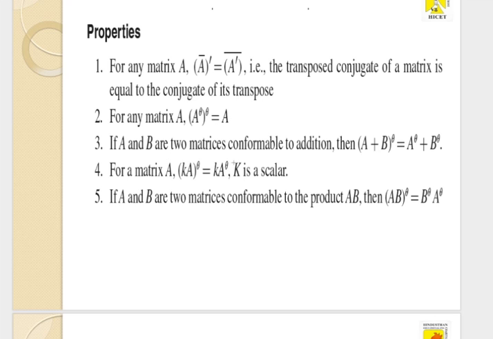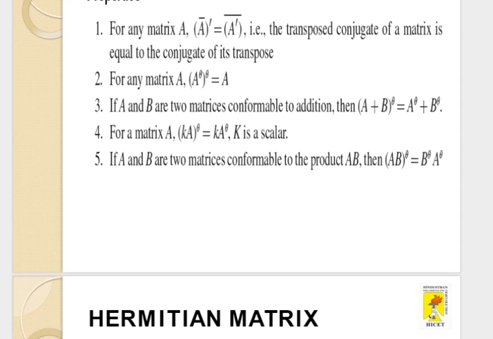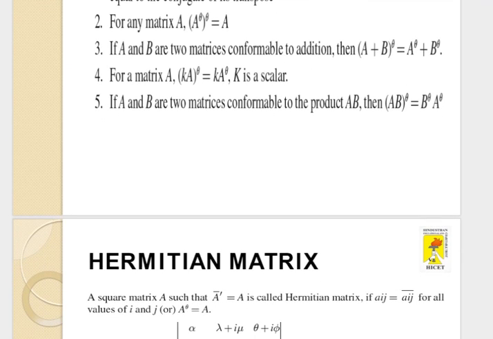If A and B are two matrices conformable to addition, then (A plus B)^θ equal to A^θ plus B^θ. Fourth property is for a matrix A, (kA)^θ equal to k into A^θ, where k is a scalar. Fifth property is if A and B are two matrices conformable to the product AB, then (AB)^θ equal to B^θ A^θ. These are the properties of transposed conjugate.